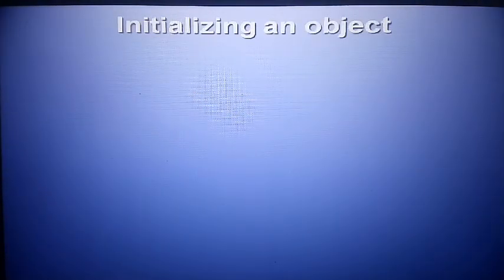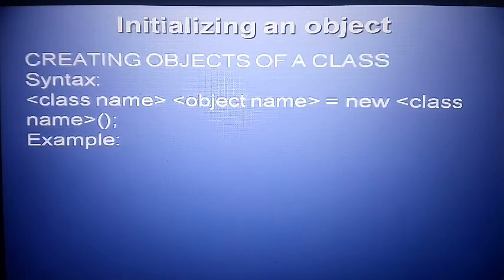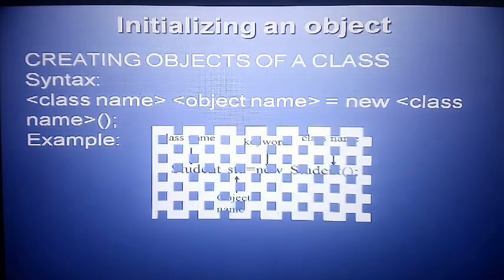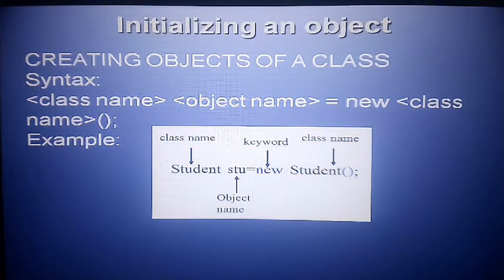Second topic, initialize the object. Here I'm telling you how to initialize objects, creating an object of a class: the class name first, then the object name, then new, and the class with parameter types, with method like this. With the help of an example, student is the name of a class, and stu is an object.